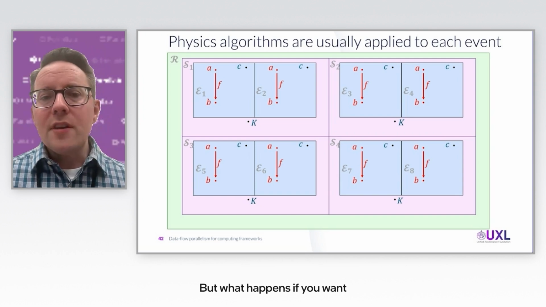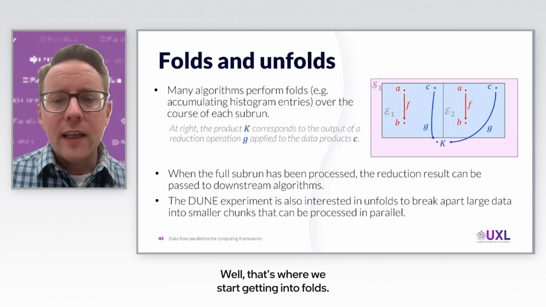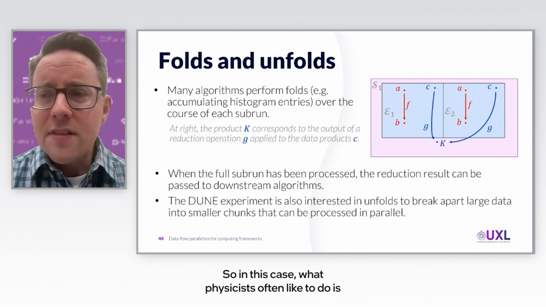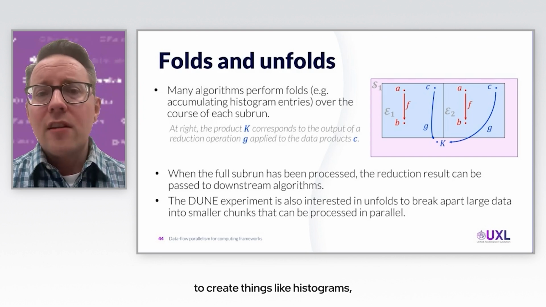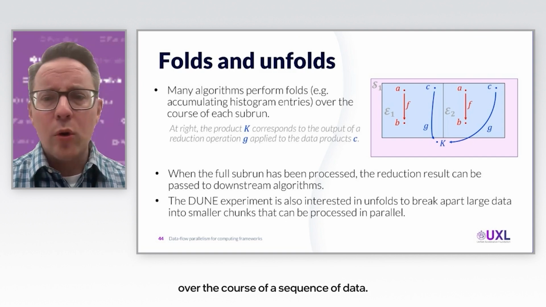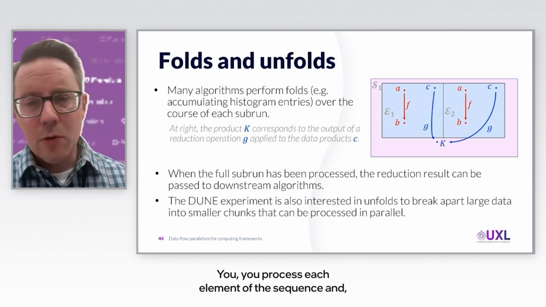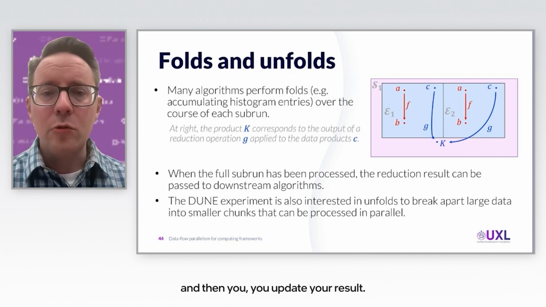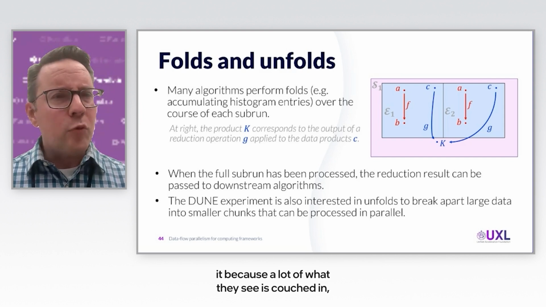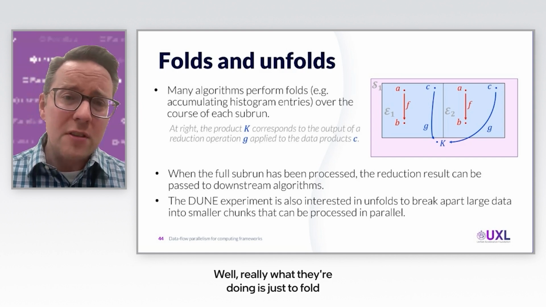But what happens if you want to then start creating summaries of data? Well, that's where we start getting into folds. What physicists often like to do is to create things like histograms, which is really just an accumulation of data over the course of a sequence of data. You process each element of the sequence, and then you update your result. Physicists do this all the time without actually realizing it, because a lot of what they see is couched in very procedural code. Really, what they're doing is just a fold.